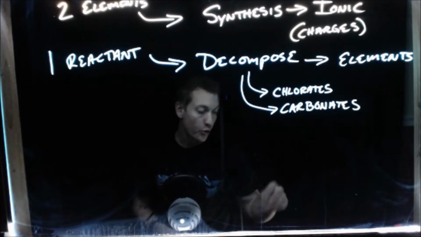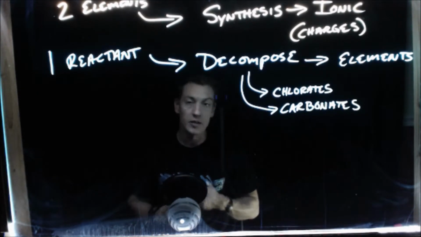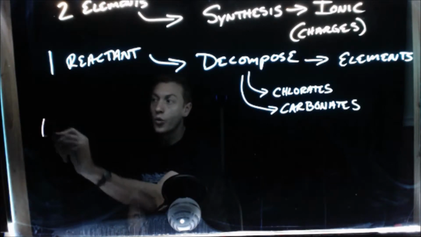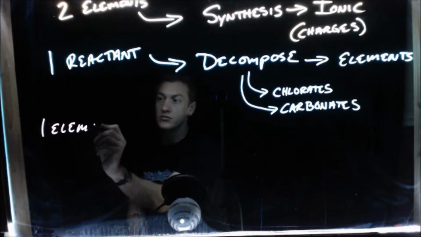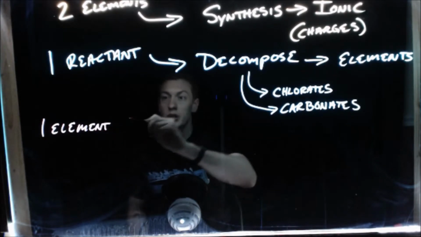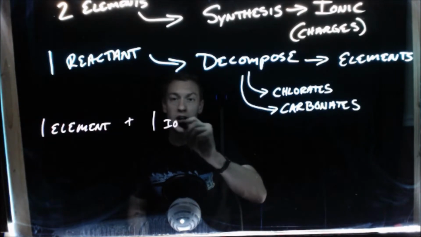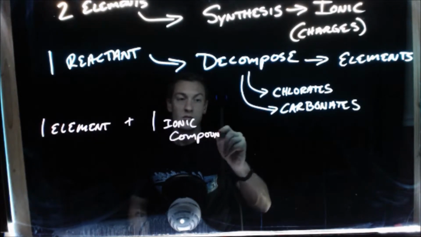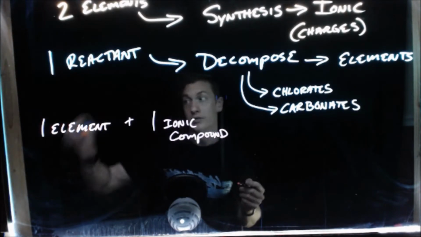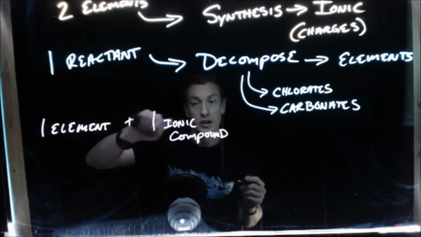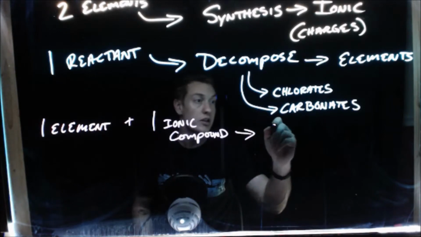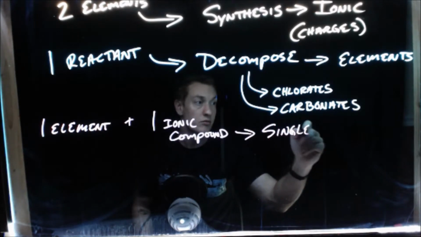And then there are three more. If the reactants are one element plus one ionic compound, then what's going to happen, that one element is going to try and replace its analog in the ionic compound, and that's going to be a single replacement.